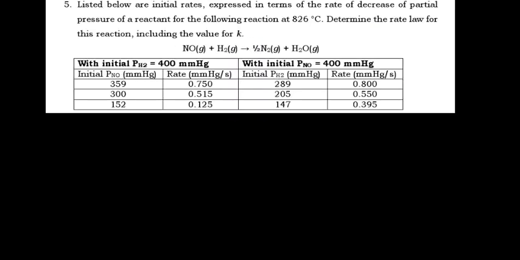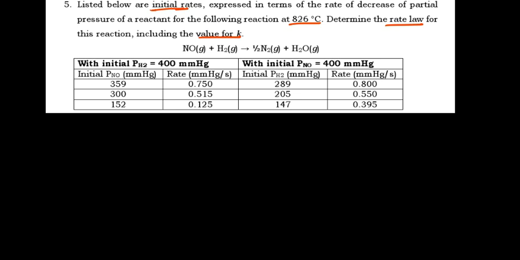Alright, so we're on question 5, which is also given as the initial rates. Here the issue is we've been given the rates in terms of pressure. Now pay attention. Listed below are the initial rates expressed in terms of the rate of decrease of partial pressures of the reactant at temperature. Determine the rate law of this reaction, including the value of K. So our goal is to find the rate law and also the value of K.